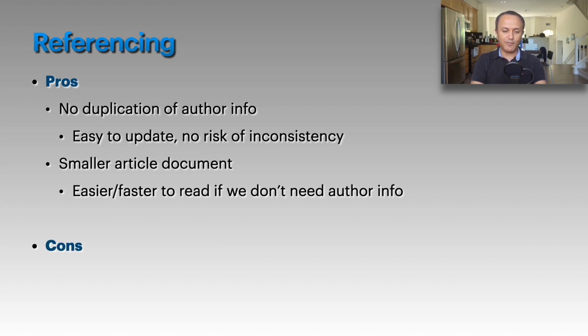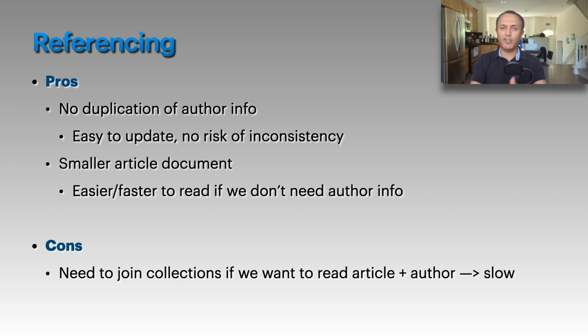The disadvantage of that is if you do need to get the article and the author information together, then now this becomes more expensive because you're reading from two different collections, you need multiple read operations, and you need to join that data as well. So this becomes more expensive.